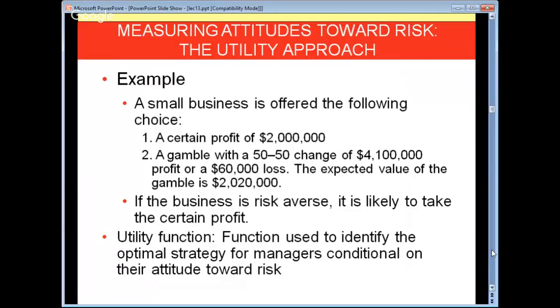You guys take the gamble? I don't think it's worth it. 20,000 extra when I could be using 60,000. Like a 25%. Everybody agree? Okay. You guys are risk averse. If you were risk neutral or risk seeking, you would definitely take the gamble. So if the business is risk averse, it's likely to take the certain profit, like you guys are.